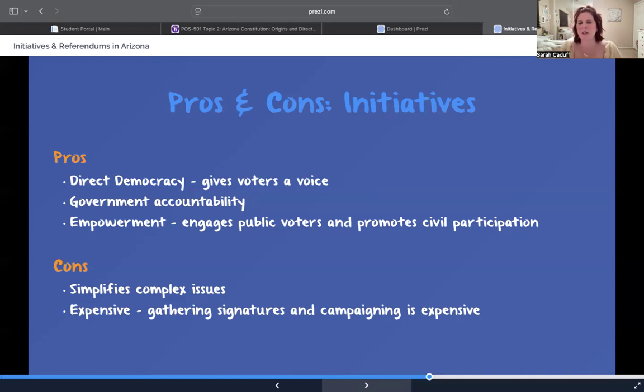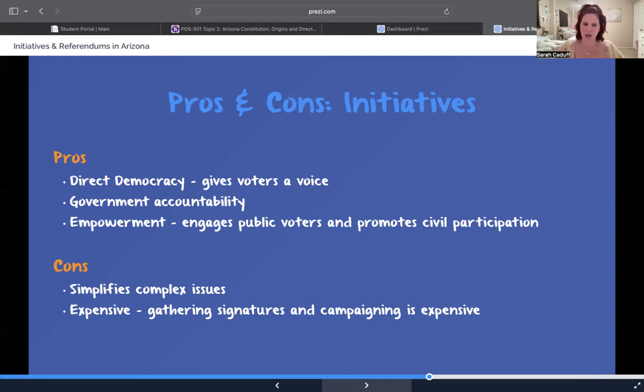Next up, you have government accountability. A pro about that is that when we have voters giving input, it holds those in charge accountable to the voter. And lastly, empowerment. It engages public voters and it promotes civic participation.